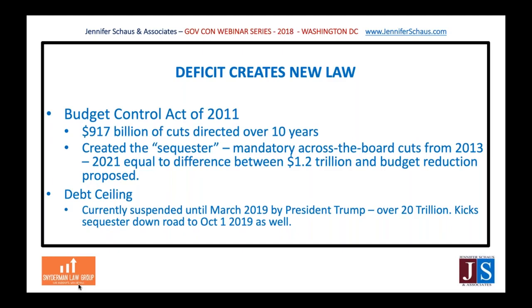Then there's the debt ceiling. The debt ceiling is a mandatory part of the Budget Control Act, which says the debt can't go over a certain amount. Of course, every year they change the debt ceiling and just keep increasing it. It's currently suspended by President Trump until March of 2019, and it kicks sequester down the road through 2019 as well, because the debt ceiling was suspended. So you can't have any sequestration until the next time they vote on the debt ceiling. Next slide, please.